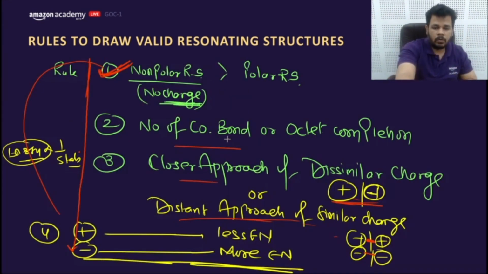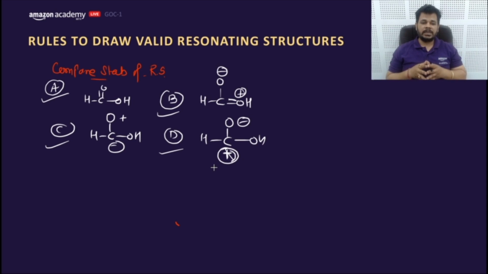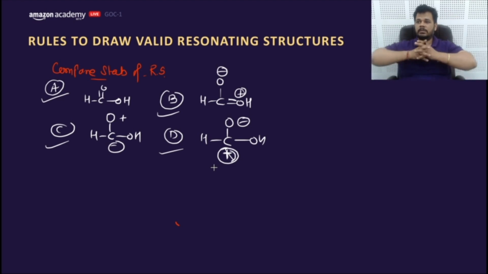These are the rules to follow. Non-polar, polar first, and then number of bonds, and then the closer approach of dissimilar charges or distant approach of similar charges, and the last one is positive charge is more stable on less electronegative and negative charge is more stable on more electronegative. Considering all these four rules, try to answer the question: compare the stability of the resonating structures. What would be the answer?